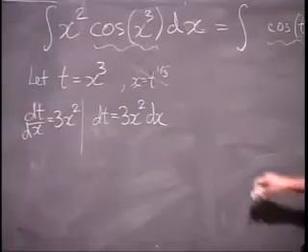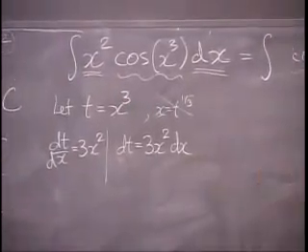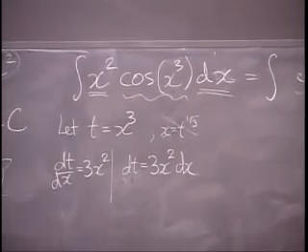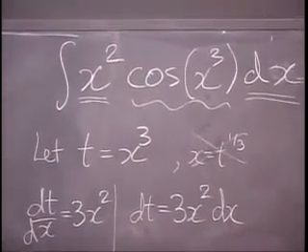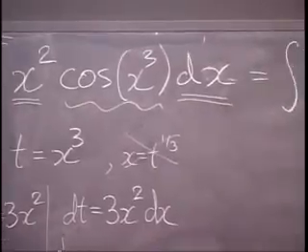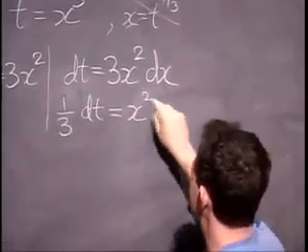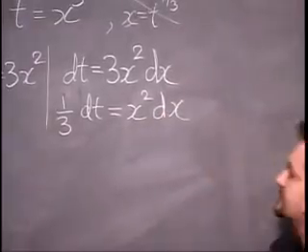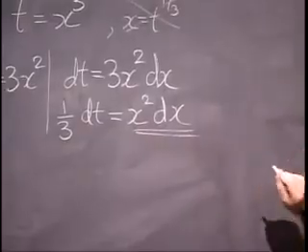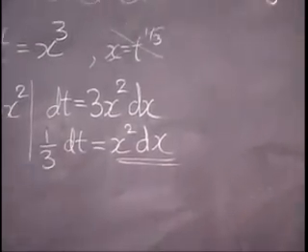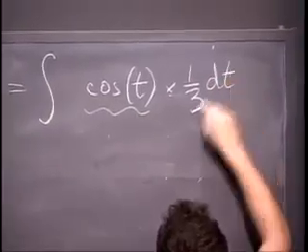Now, actually, if you consider this piece together with this piece, that's almost 3x squared dx. It's actually x squared dx. So maybe we'll divide this by 3, and we'll write 1/3 dt is x squared dx. That is what I double underlined. So I propose over here to replace that double underline by 1/3 dt.